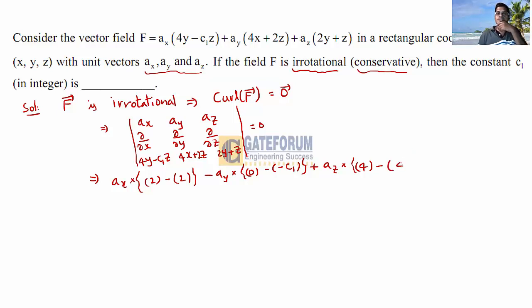So this is equal to 0. This 0 cap can be written as 0 times ax plus 0 times ay plus 0 times az. So equating like terms, you will get c1 is equal to 0. So the constant c1 in integer is 0. 0 is the answer. This is the end of the question.